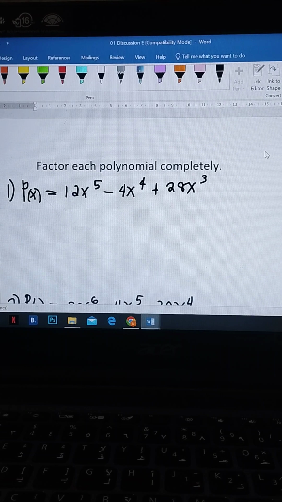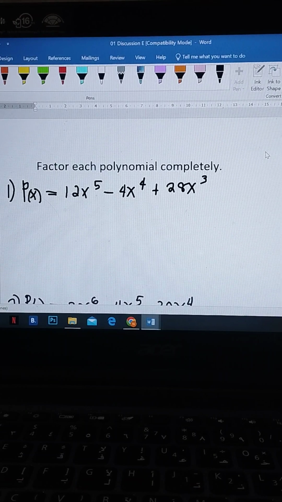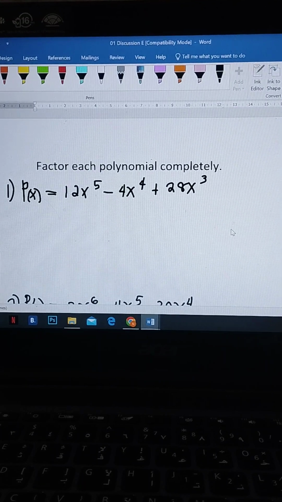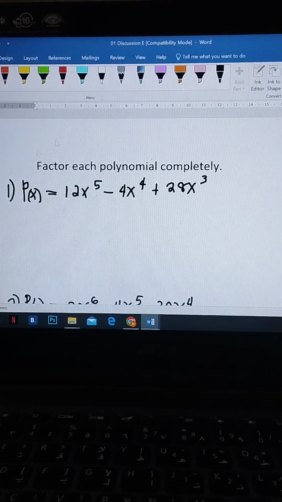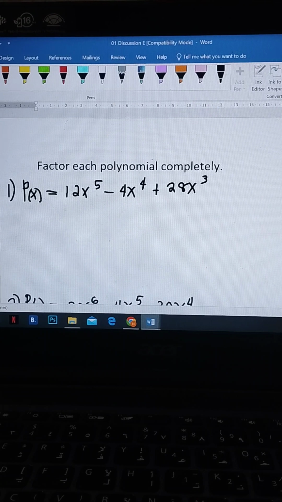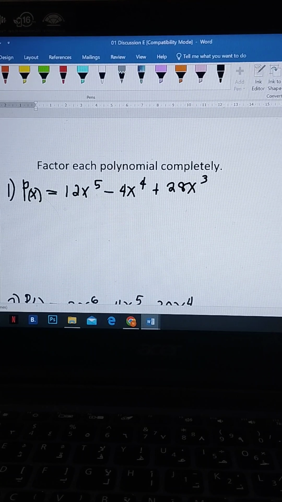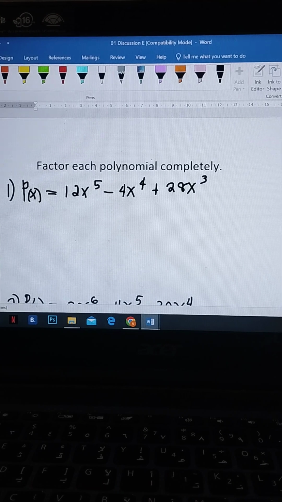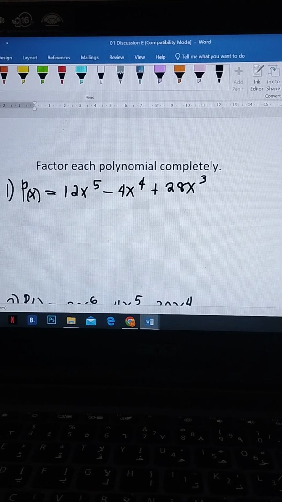This topic is all about factoring polynomials. The instruction here is to factor each polynomial completely. Let's start with number 1. P of x equals 12x raised to 5 minus 4x raised to 4 plus 28x cubed.